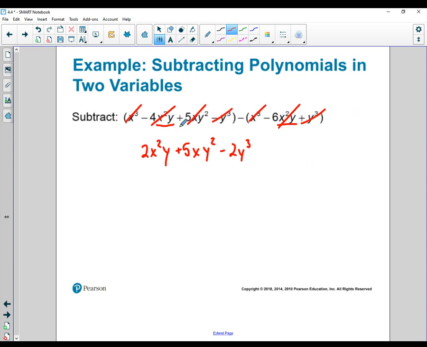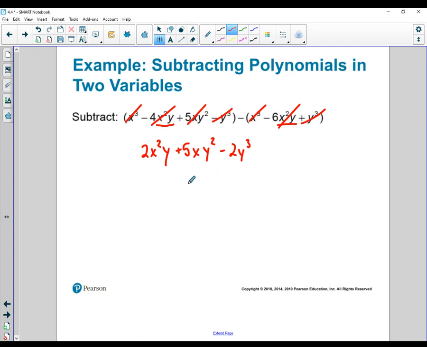And when writing polynomials in multiple variables, there's no real standard form, right? Like before we did descending order, but now that we have multiple variables, there isn't really descending order. Like these all have degree 3, right? Because 2 plus 1, 1 plus 2, and 3, those are all degree 3. So there's really no descending order.